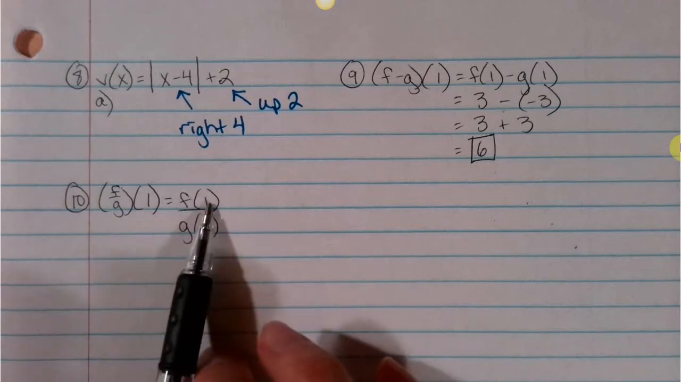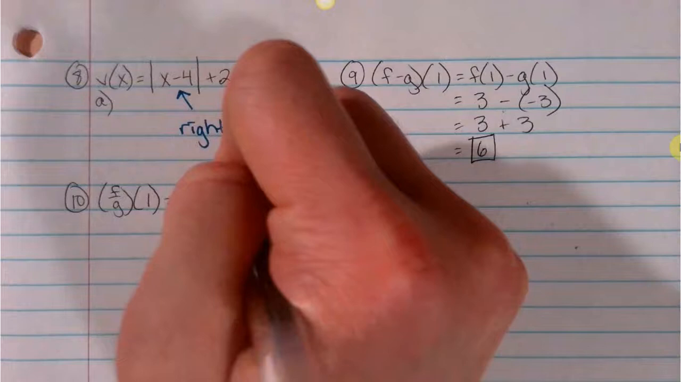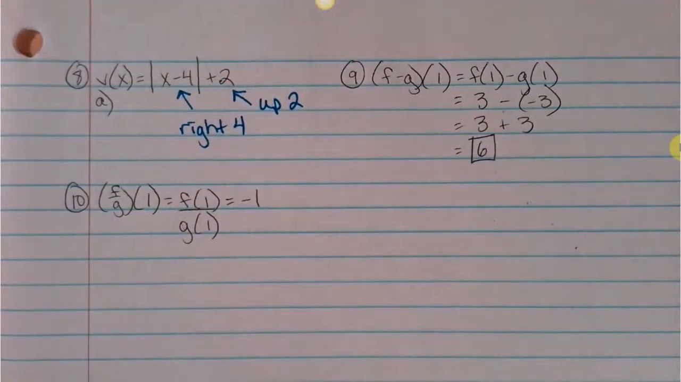So to figure out what f of 1 is, this is where we're looking for the point in our list of points for f, the point that has an x-coordinate of 1. And we see that the y-coordinate that corresponds to that is negative 1. So that tells us that f of 1 equals negative 1.